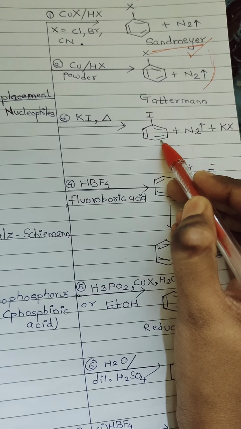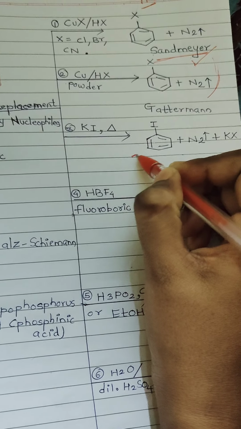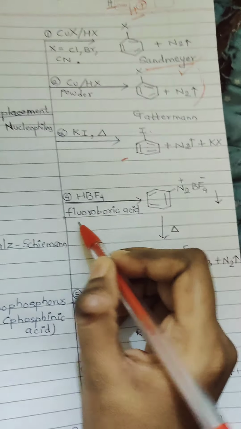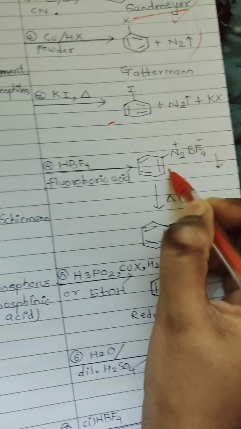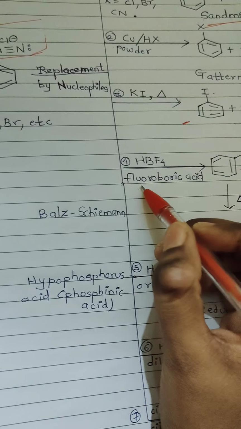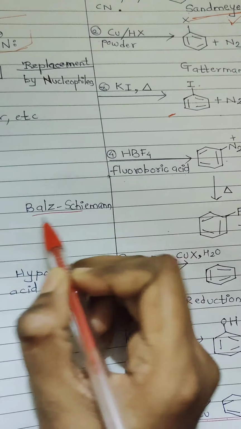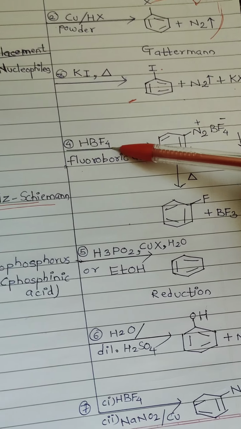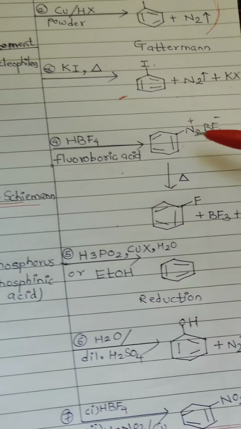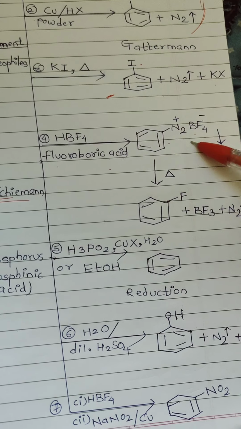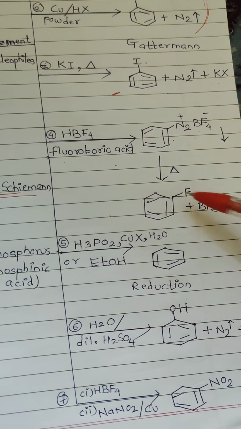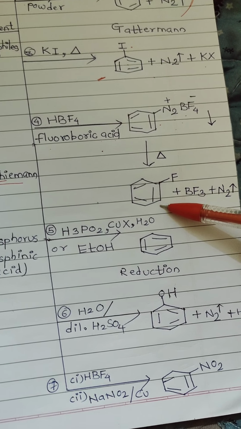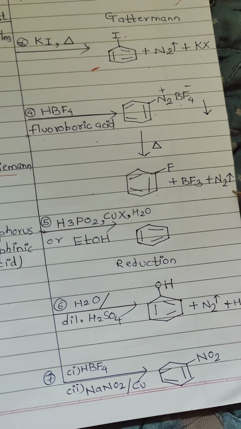Next is the reaction with KI. On heating we get aryl iodide. This is the important reaction for getting aryl iodide. Fourth is for aryl fluoride, using HBF4, fluoroboric acid. This reaction is called the Balz-Schiemann reaction. Fluoroboric acid reacted with the diazonium salt gives this complex, and on decomposition or heating this complex gives aryl fluoride, BF3 and N2.